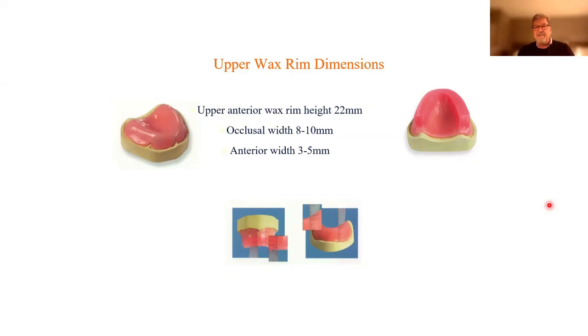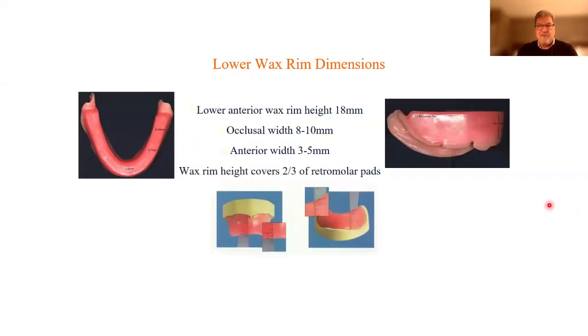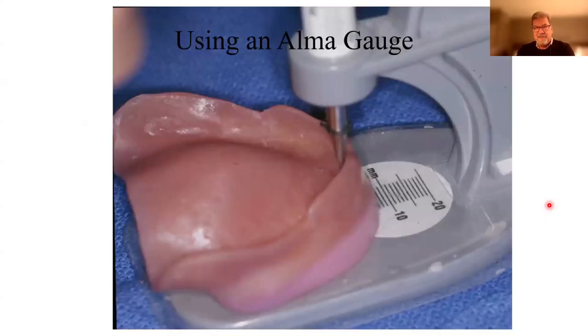There are techniques that eliminate that excessive time in the operatory, and I'm going to show you some tools in a few minutes. For the lower registration, from periphery to the incisal edge, it's about 18 millimeters. Same with occlusal width, 8 to 10 millimeters, and 3 to 5 on the anterior. That wax trim is going to cover about two-thirds of the retromolar pads. The reason is that's where your second molar usually winds up, on two-thirds of the retromolar pad. So all this cool stuff here.